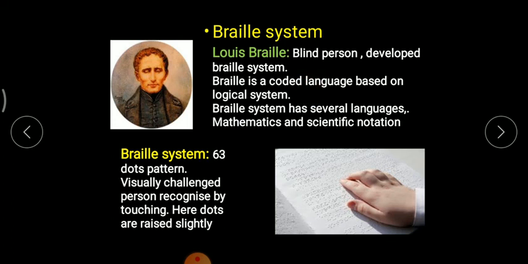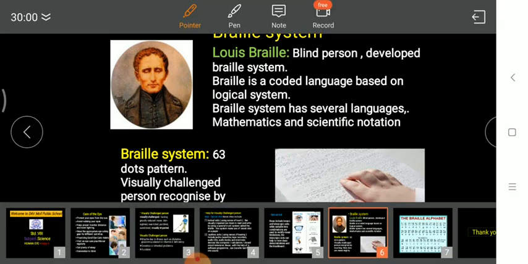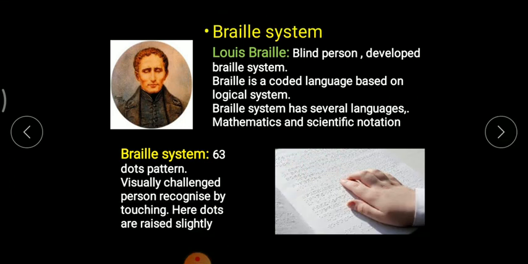Braille system consists of 63 dot patterns in general, which visually challenged persons recognize by touching. The dots are raised slightly. As you can see in this Braille system, certain alphabets are raised slightly. With the help of touch, the person can identify what sort of object or what sort of alphabet it is. This type of system was introduced by Louis Braille in order to help visually challenged persons.